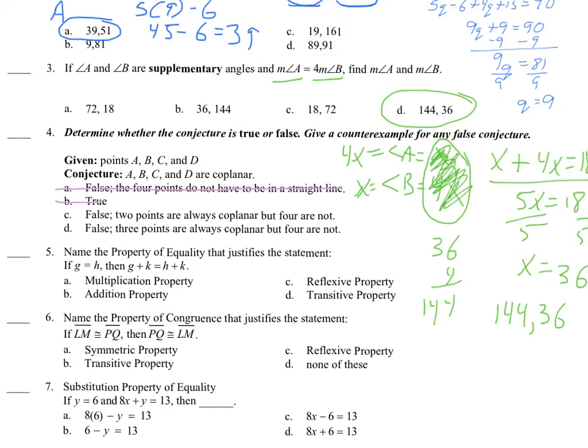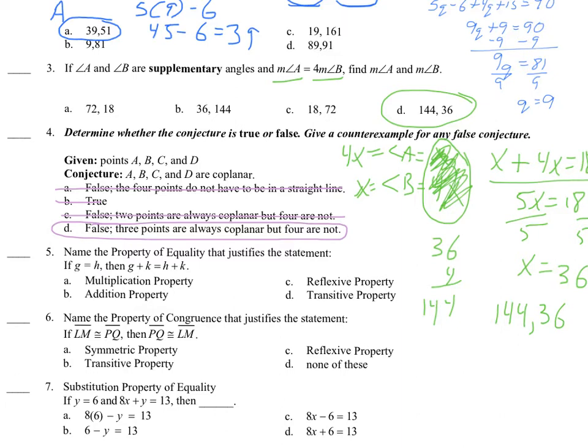2 points are always coplanar, but 4 are not. That is not true. The one you should really recognize is that 3 points are coplanar, but 4 are not. 3 points are always coplanar, but anytime we add a 4th point, we can add that 4th point anywhere and it would not be coplanar.